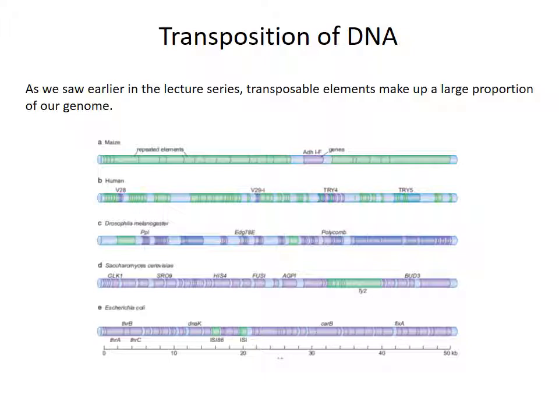Every kernel is the result of a different reproductive event, so it's a very good organism for spotting mutations that arise during meiosis. Next on the list we've got humans. So humans, again, have a large amount of repeat sequence present within their genomes.